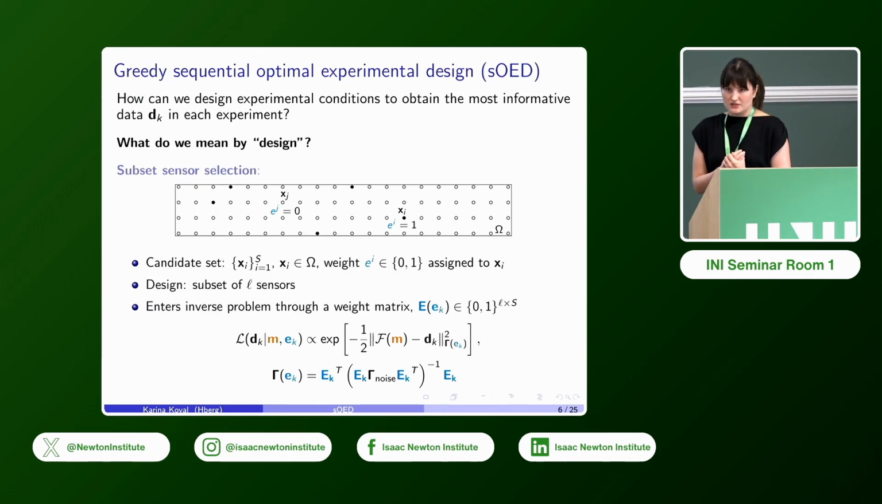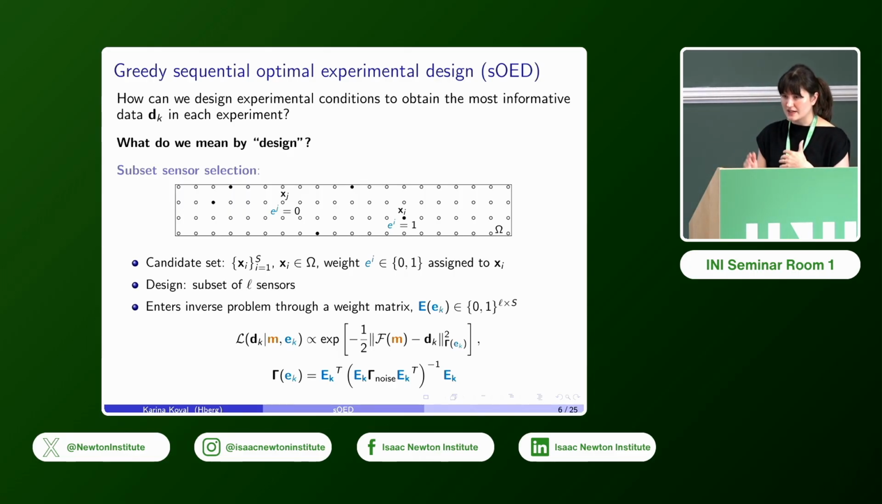So that's how we deal with the inverse problem, and now we're ready to get into the actual optimal experimental design. So recall, we want to find experimental conditions that lead to the most informative data in each experimental stage. But what do we actually mean by design? So for the purposes of this talk, we're going to focus on subset sensor selection problems.